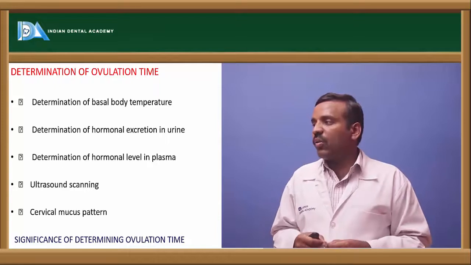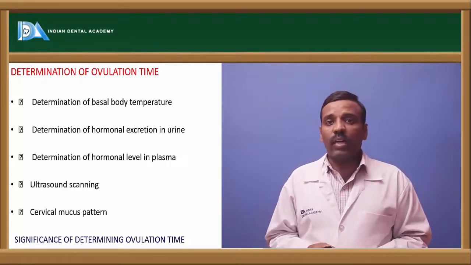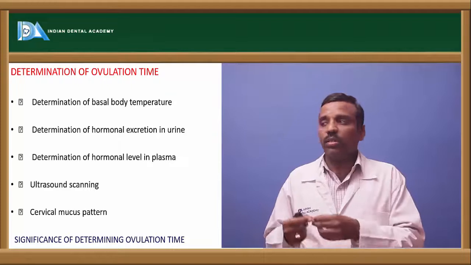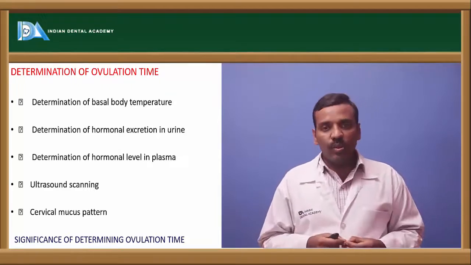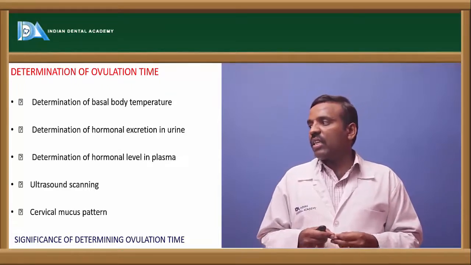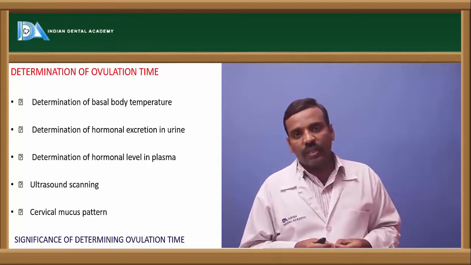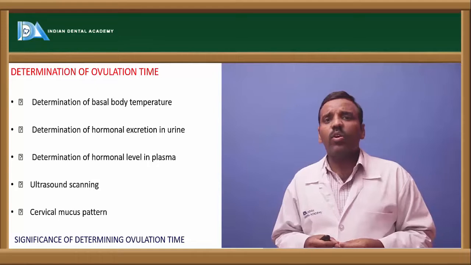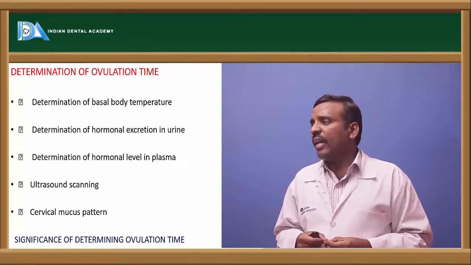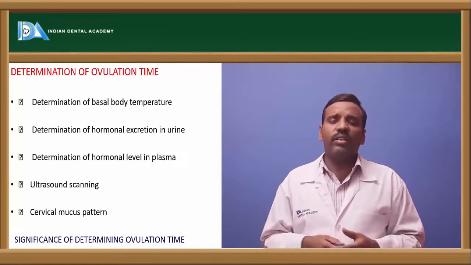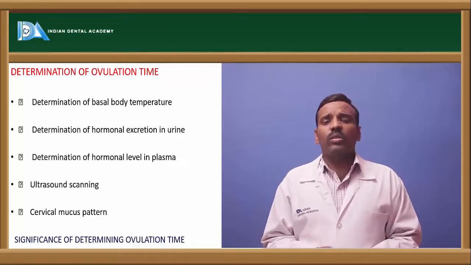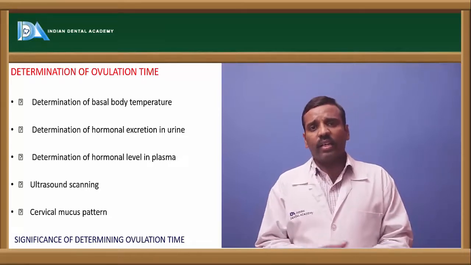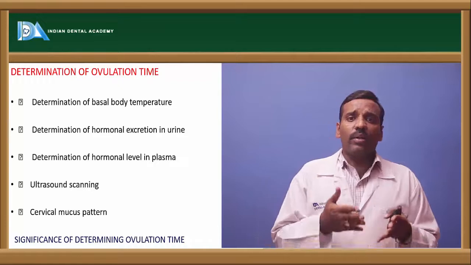Okay, and next one is ultrasound. By ultrasound scanning we will also come to know the ovulation. And another one is the cervical mucus, which is somewhat thickish at the time of ovulation. Okay, and next, the significance of determining the ovulation time is in cases of infertility in females.